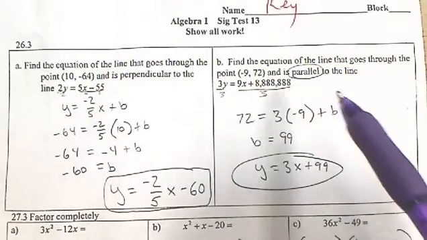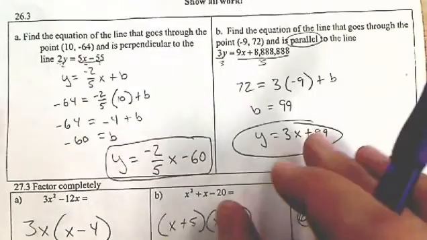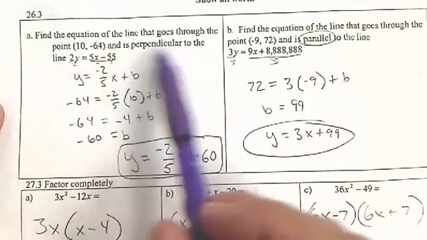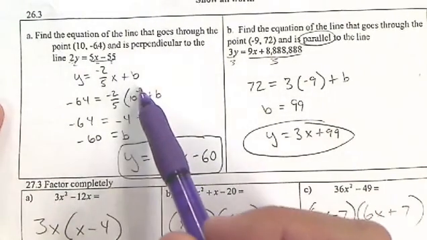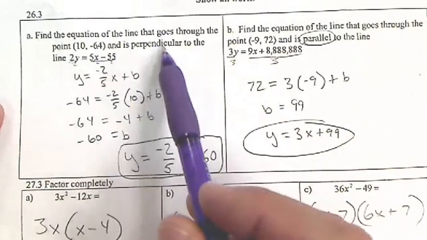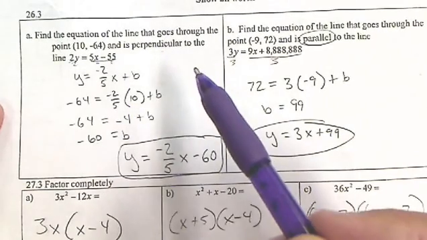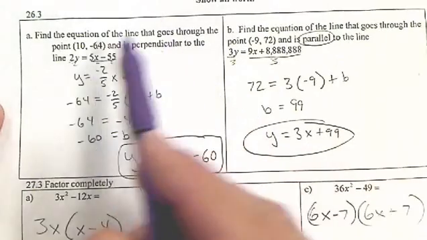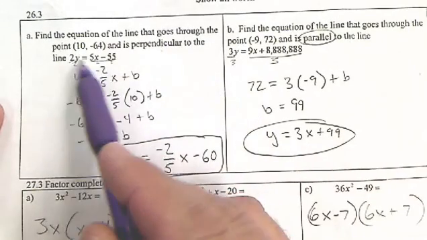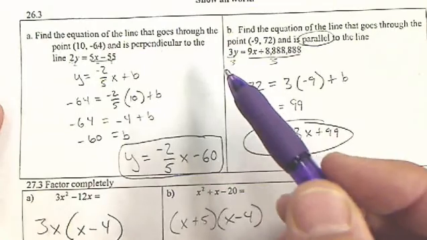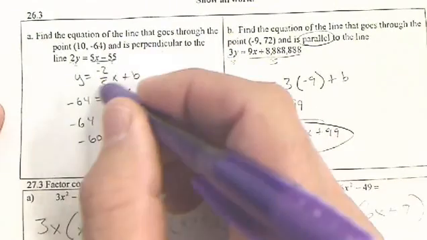Okay, this is 13th Sig Test. Find the equation of a line that goes through 2 points, or through the point and perpendicular. So first, I need to find the slope. Slope is 5 over 2. I divide by 2 on each side. And that tells me the slope.